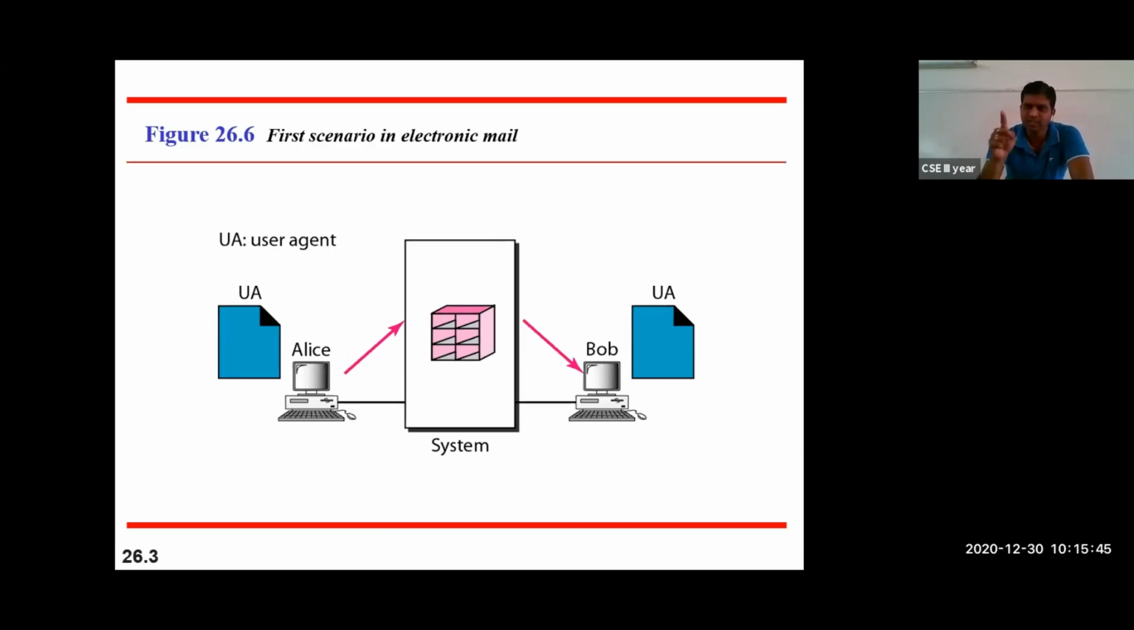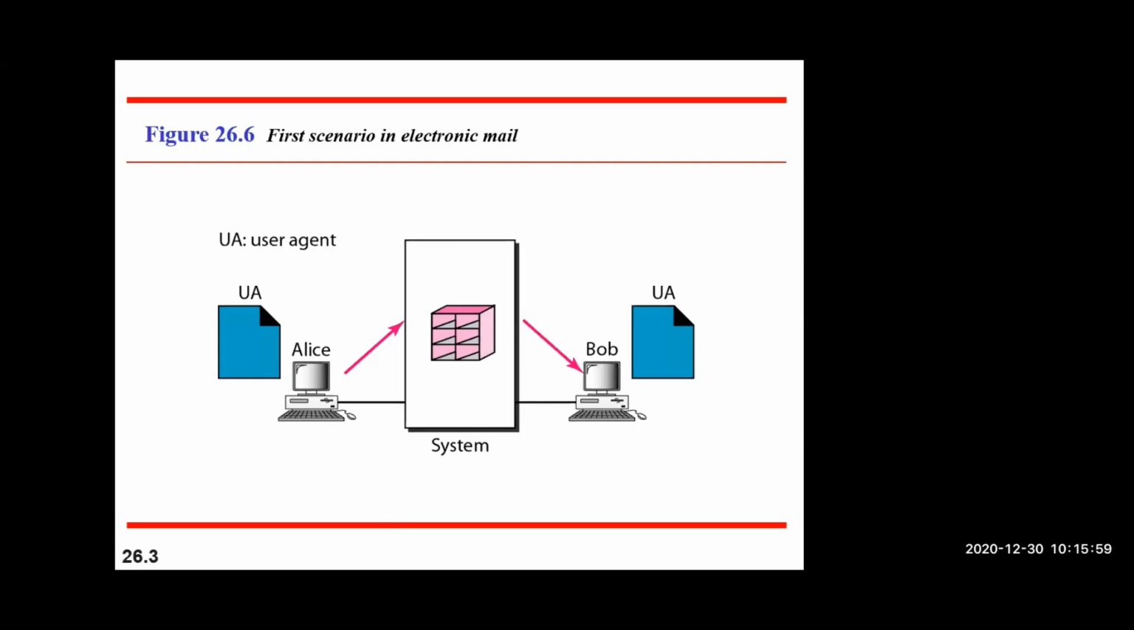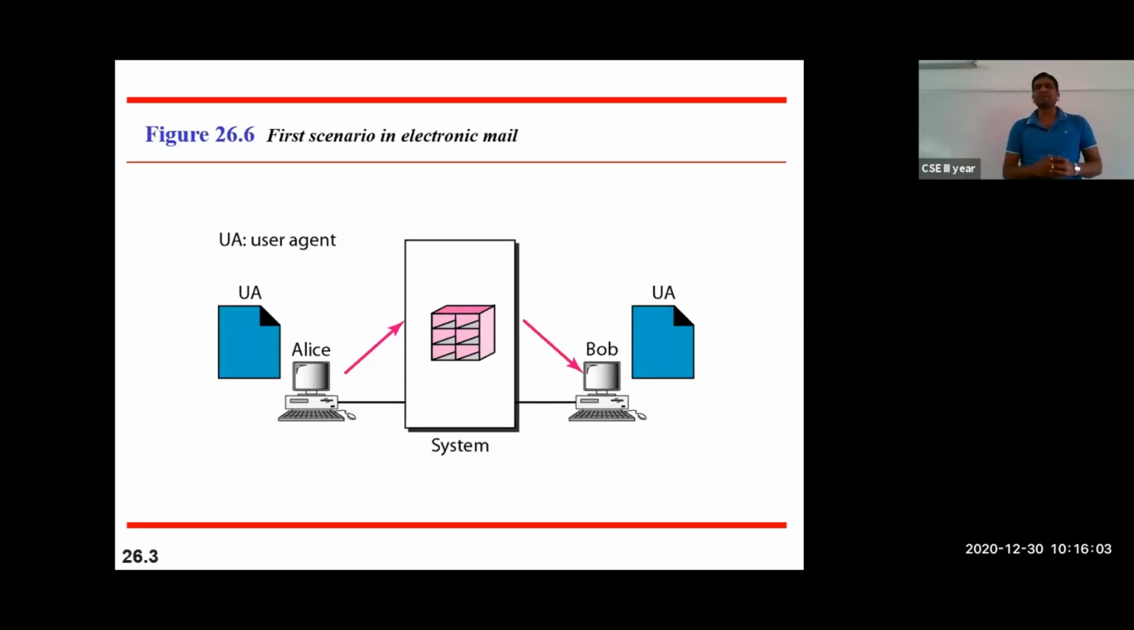Similarly, this person also does something more, not only dropping the letters in the shelves. While dropping the letters in the other shelves, at the same time, he will check my shelf. For what? If any letters have come to me. This person is my agent, mail agent for this user. So that person is called user agent.